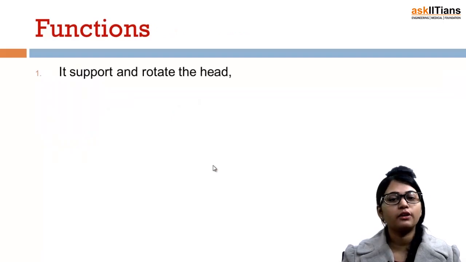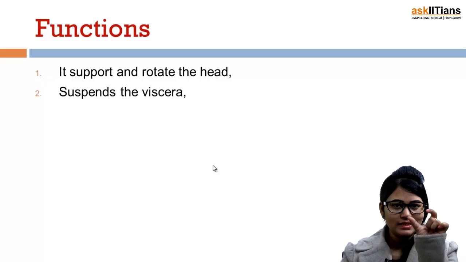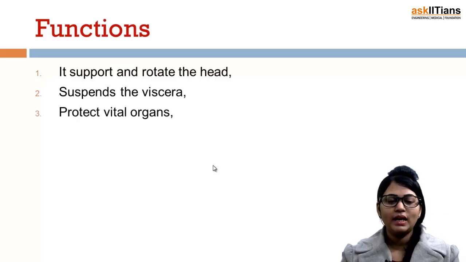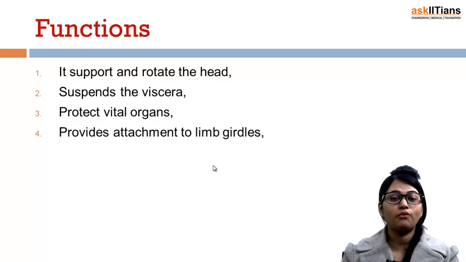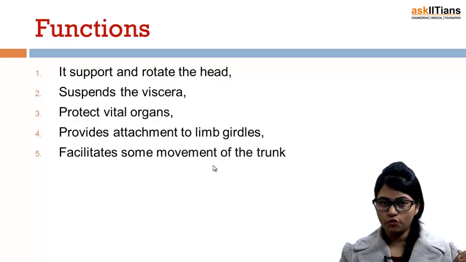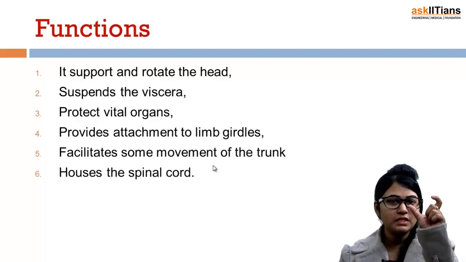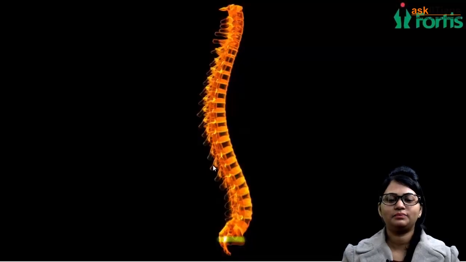Functions: it supports and rotates the head like this. It suspends the viscera. It protects the vital organs. It provides attachment to limb girdles. It facilitates some movement of the trunk. It houses the spinal cord.